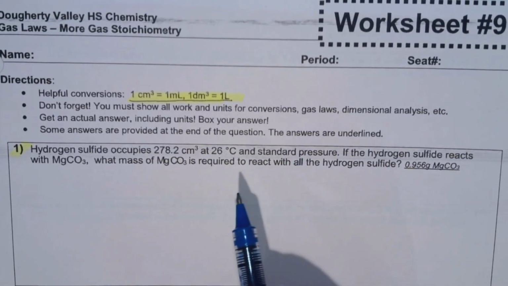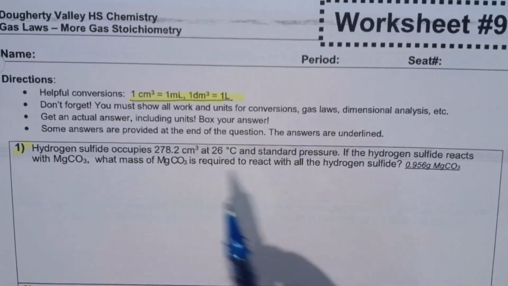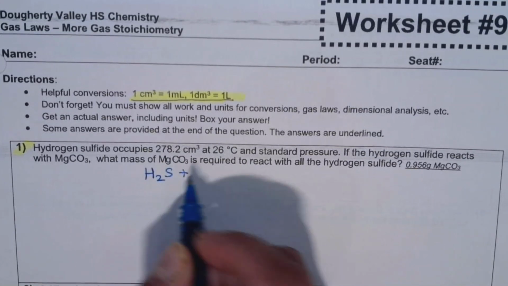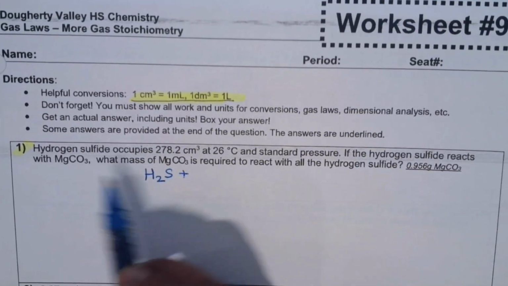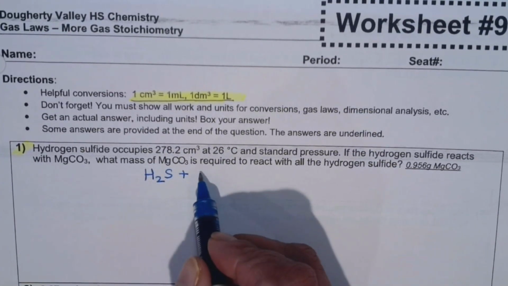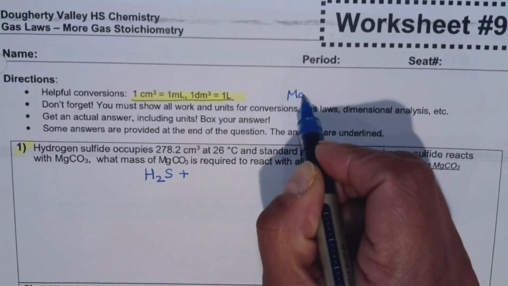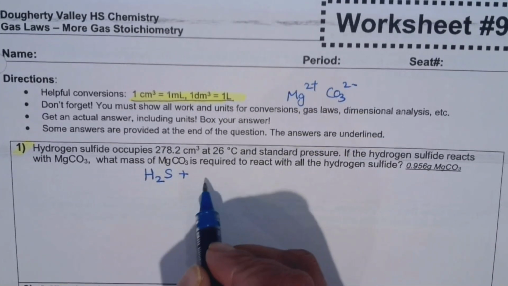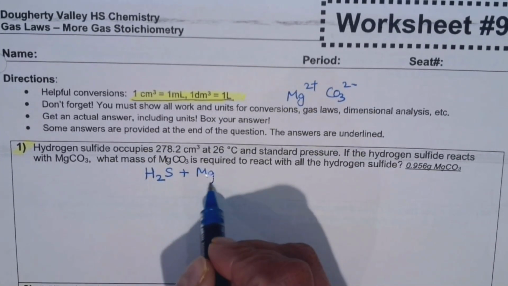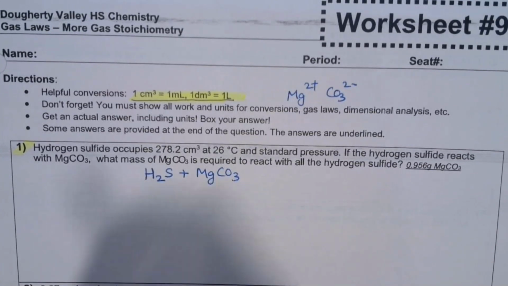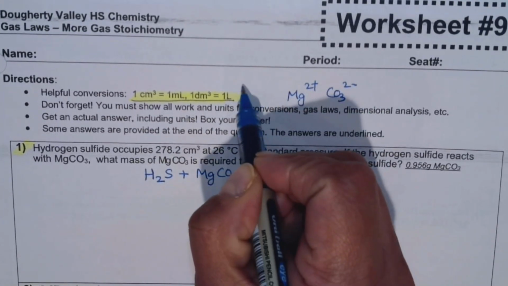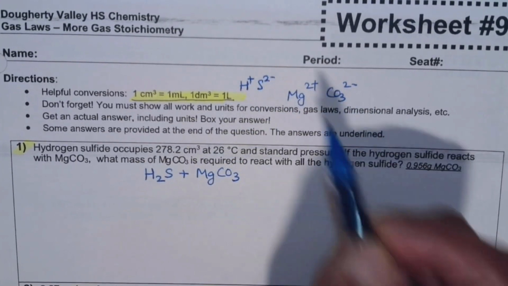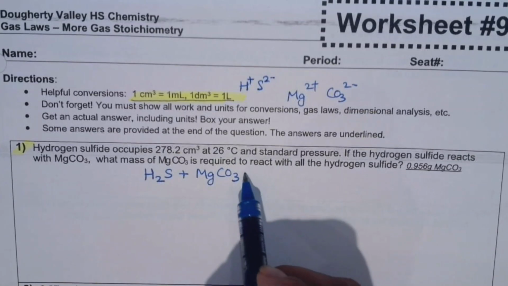So first let's write down the reaction. H2S reacts with magnesium carbonate. Mg is Mg2+, so magnesium makes 2 plus and carbonate is 2 negative. So if you do the formula, it becomes MgCO3. Now hydrogen sulfide will make H+ ion and sulfide is 2 negative. So this is a double replacement reaction.